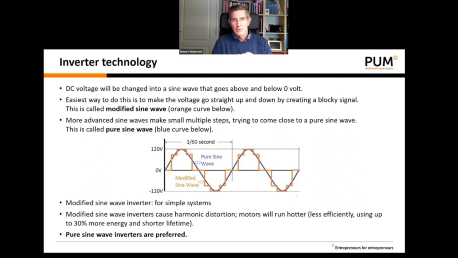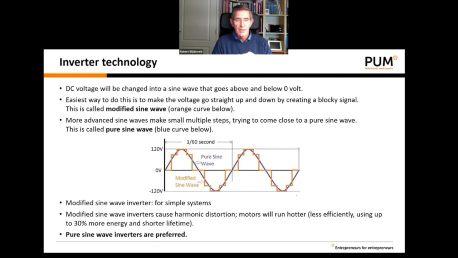And a more advanced inverter creates multiple steps, trying to come as close as possible to the smooth sine wave. That's called a pure sine wave inverter. It's shown here as the blue curve below.